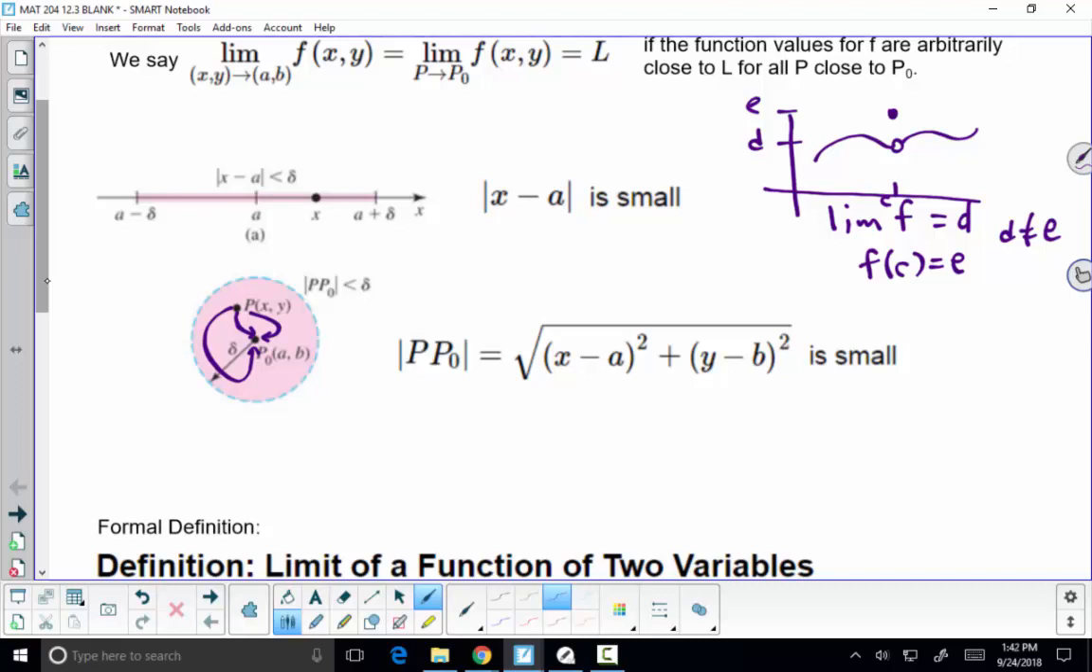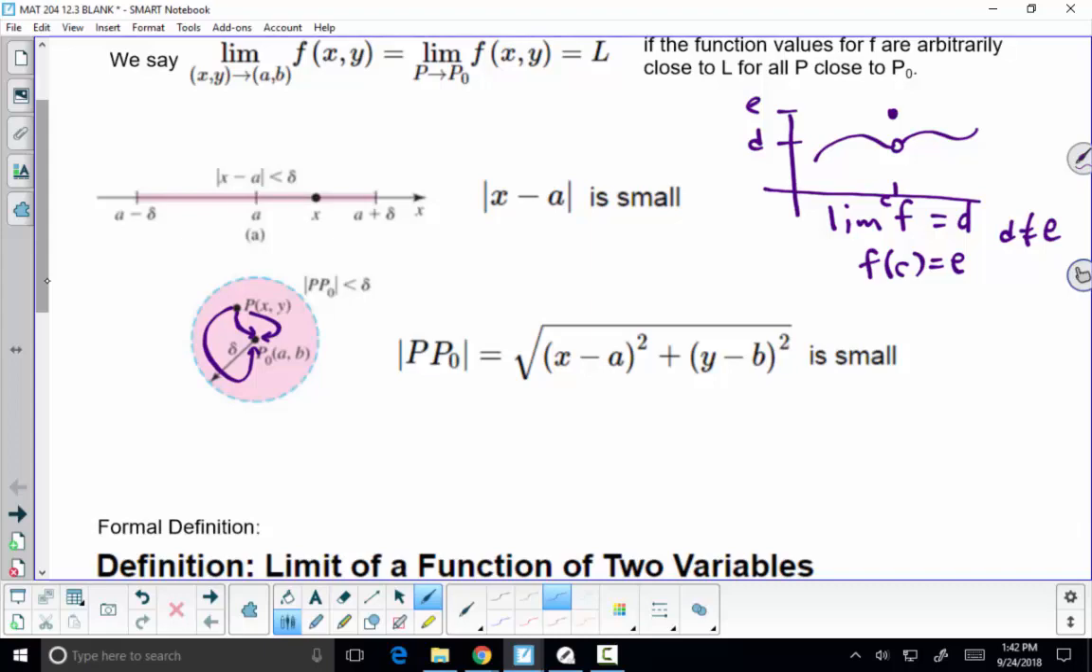The limit won't exist when at some threshold your epsilon is so small that there's no corresponding delta. So over here, we just have to think a little bit differently in 2 dimensions. Here's our delta interval in 1 dimension. Our delta interval, quote unquote, in 2 dimensions is a disk.